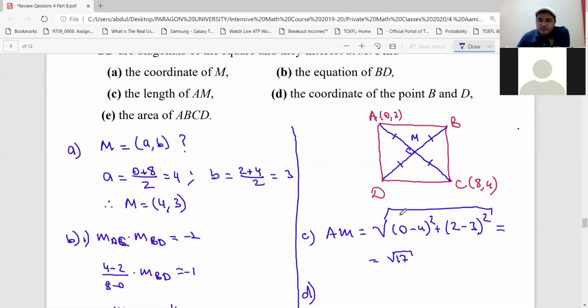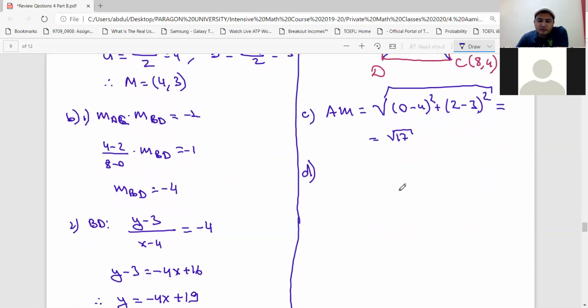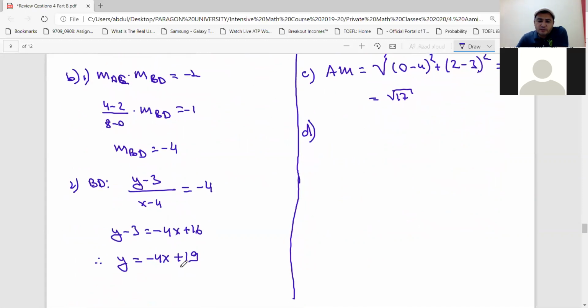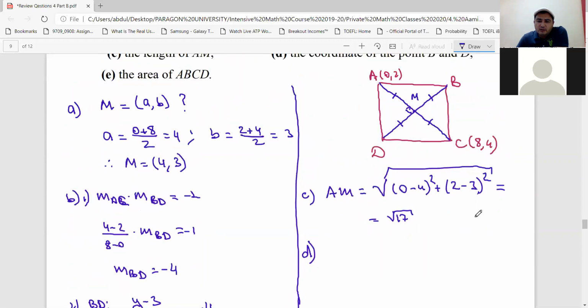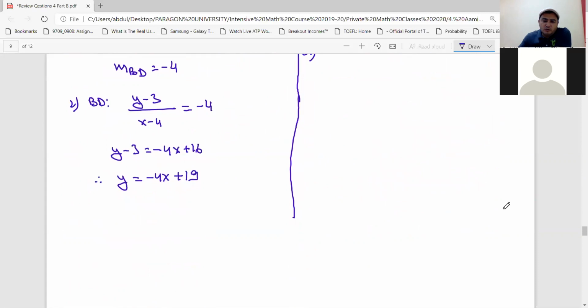One thing we know here is the equation of BD, right? That's the equation of BD: y equals minus 4x plus 19. What does it mean? It means that the coordinates of B, let me just write here.